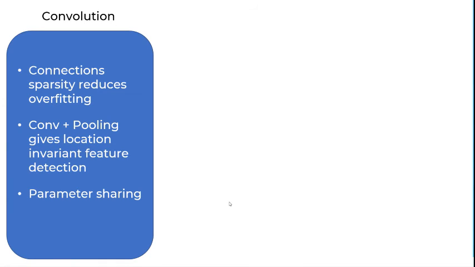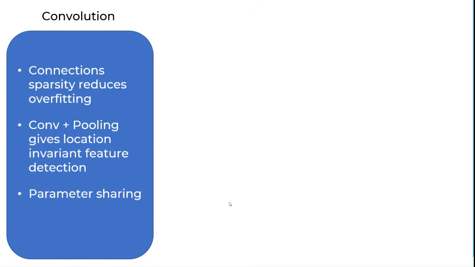The first one is connection sparsity reduces overfitting. Connection sparsity means not every node is connected with every other node like in artificial neural network, where we call that a dense network. Here we have a filter which we move around the image, and at a time we are talking about only a local region. So we are not affecting the whole image.